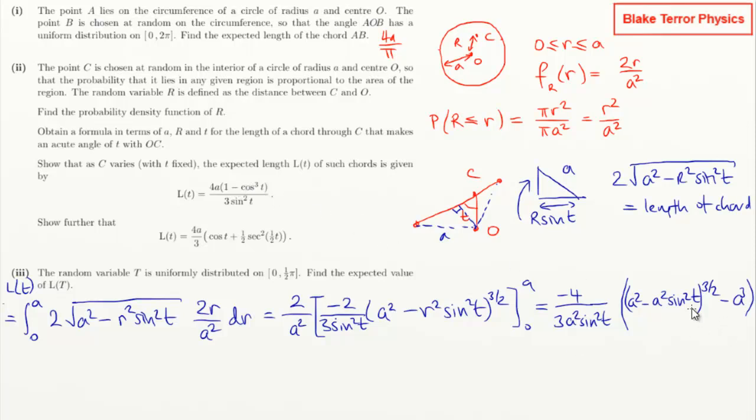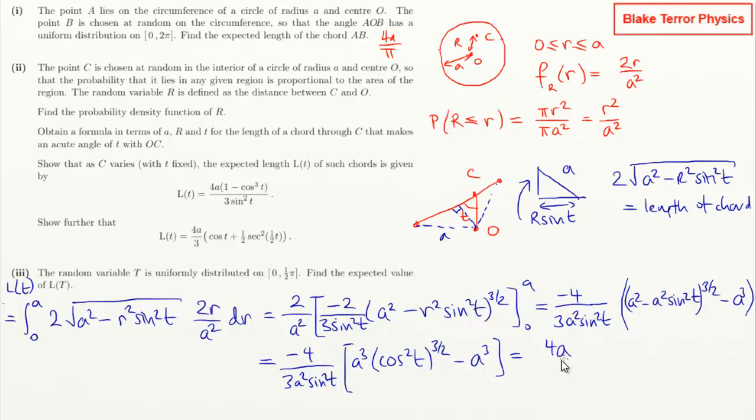Right, they've switched things over to cosines on all of this. So we've got a minus 4 over 3a squared sine squared t. Then in the bracket, I've got an a cubed times a cos squared t to the 3 over 2 minus an a cubed. Okay, so deal with the a cubes, and I can turn the minus sign around inside the bracket. So let's get rid of that minus sign there.